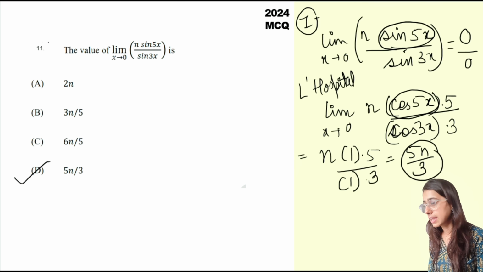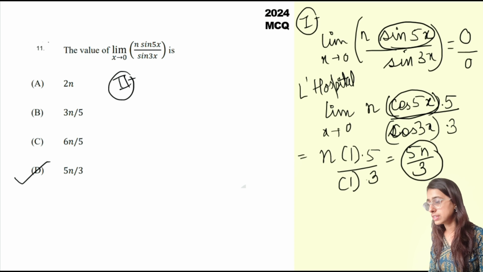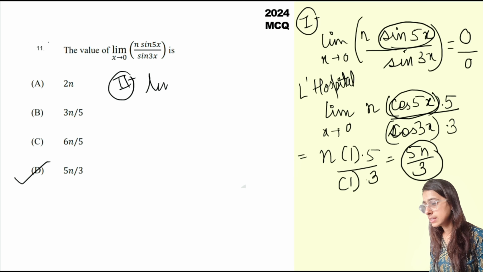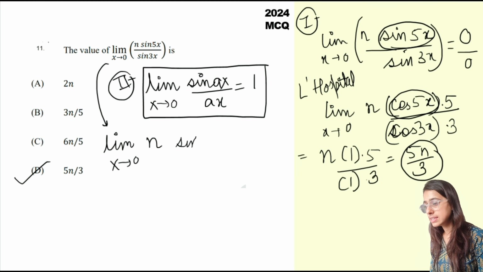Now, what is the second method? For the second method, you need to know a very important property of sine, which is limit x tends to 0 sin ax by ax is equal to 1. So if you know this property, then you can directly get the answer. Limit x tends to 0, n is a constant, sin 5x upon sin 3x.